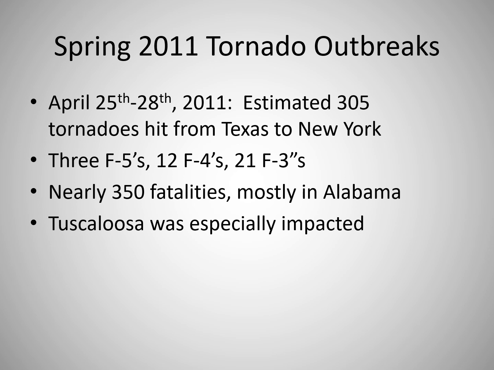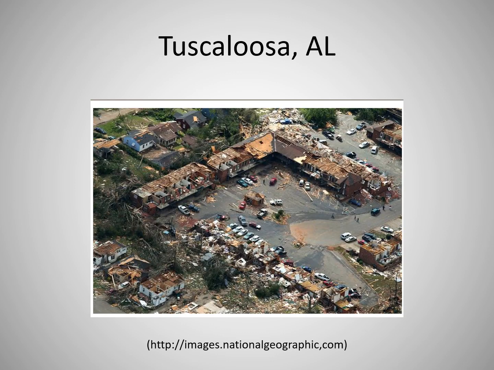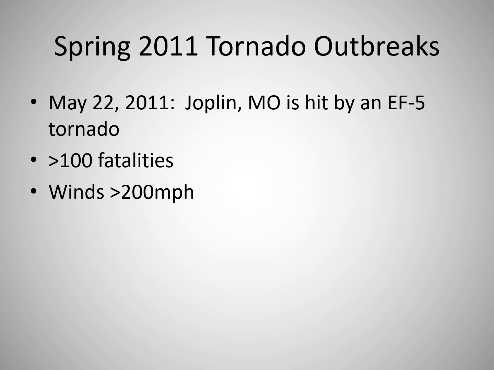So nearly 350 fatalities in 3 days, mostly in Alabama, and Tuscaloosa was very hard hit. Here's a really big tornado in Tuscaloosa from that outbreak. Here's some damage in what appears to be some kind of apartment building or townhouses maybe in Tuscaloosa. They had to shut down the university for a while.